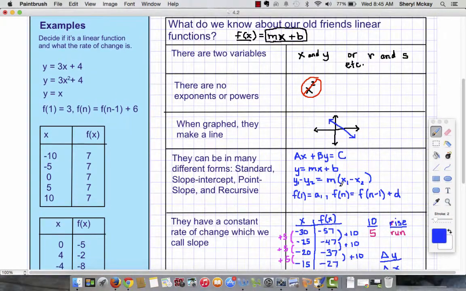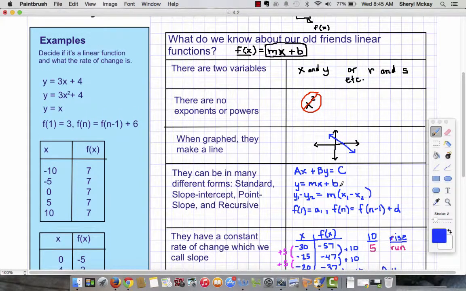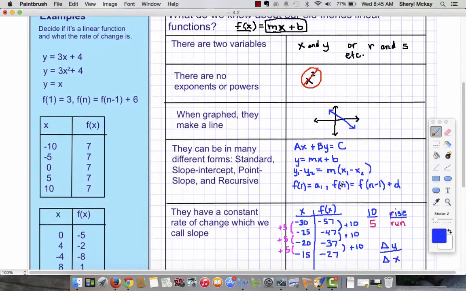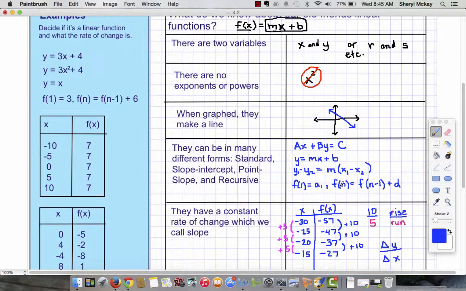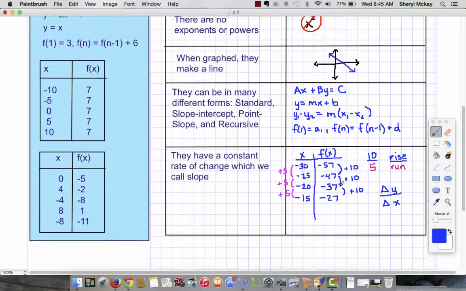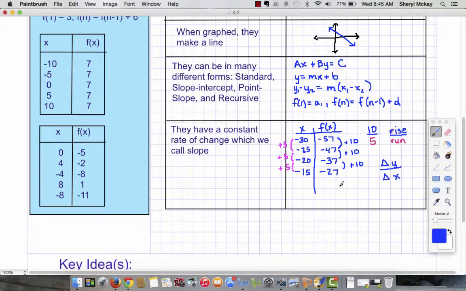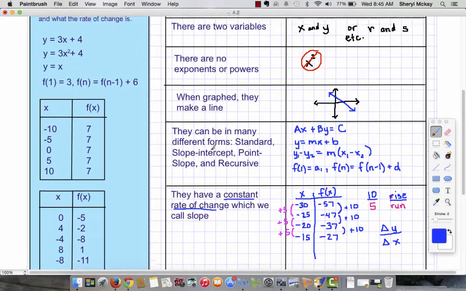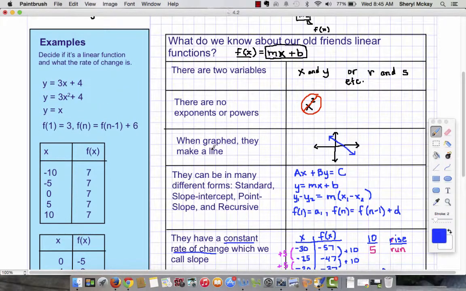We need to be able to use what we know about linear functions and decide if something is a linear function or not. And the main thing that we're going to use to decide is whether or not it has a constant rate of change, which is equal differences over equal intervals. So we're going to do these problems over here on the side. Let's start with this very first one.